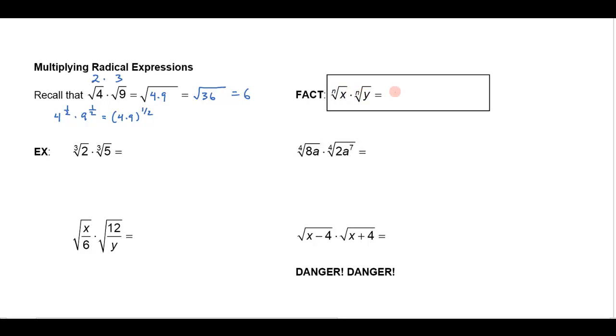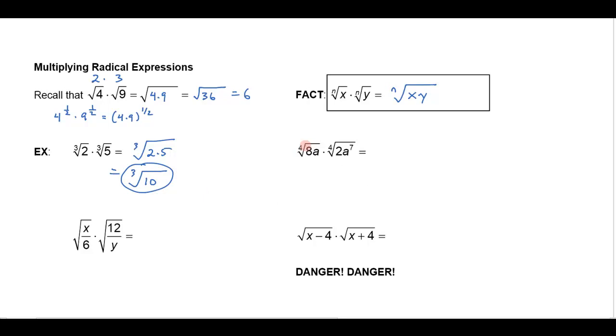The nth root of x times the nth root of y will be the nth root of x times y. So you can put both of those under the same radical. So the cube root of 2 times the cube root of 5 would just be the cube root of 2 times 5, and you wouldn't even have to write 2 times 5 there. You could just say that's the cube root of 10.